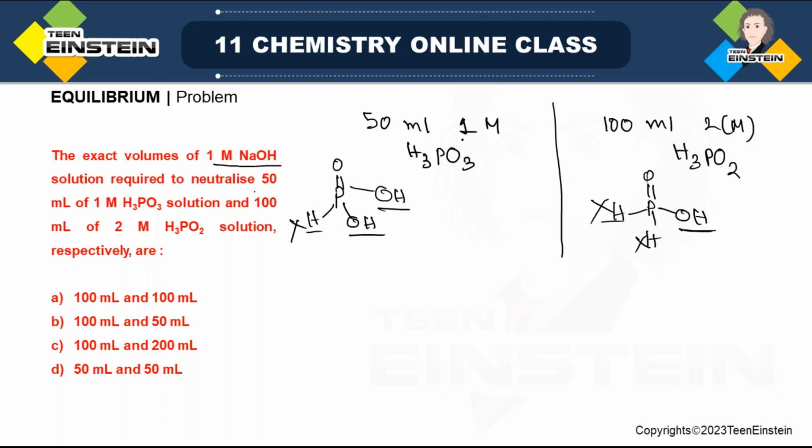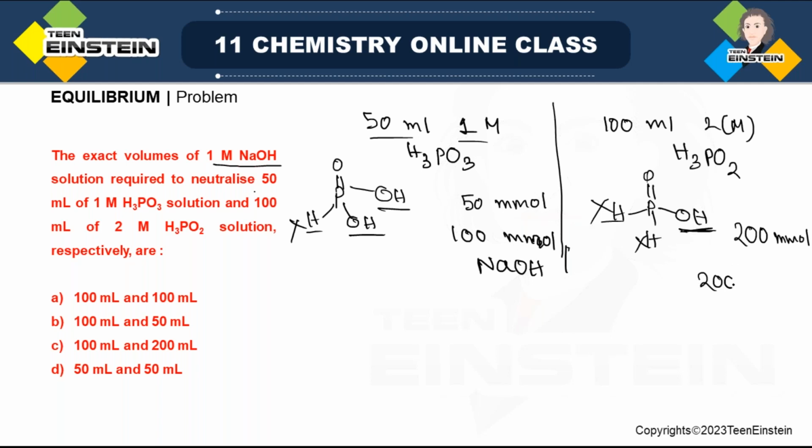That means 50 ml of 1 molar H3PO3, if you multiply these two, is 50 millimole. For 50 millimole of H3PO3, as there are 2 replaceable hydrogens, double the amount, that is 100 millimole of NaOH, is required. Similarly, in the second case, 100 ml of 2 molar, just multiply these two, so total H3PO2 present is 200 millimole. It is a 1:1 reaction, only 1 replaceable hydrogen. So NaOH required is also 200 millimole.